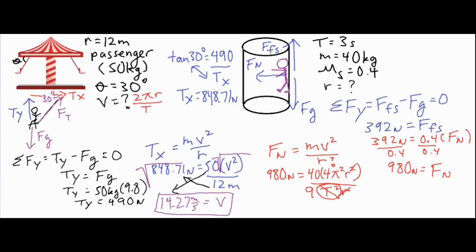All right, so what I'm going to do from here is a little bit more cross multiplication. I'm going to take the 9, cross it up and over, and then do 980 times 9. And then I'm going to take the product of all of these, 40 times 4 times pi squared, and put that in the denominator to divide it. And then I am left with just this radius over here. And then my radius comes out to be 4.47 meters.